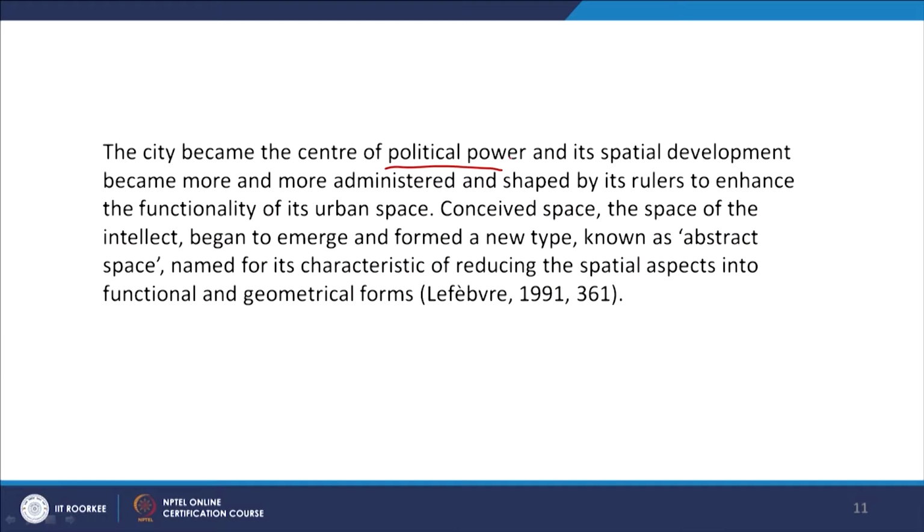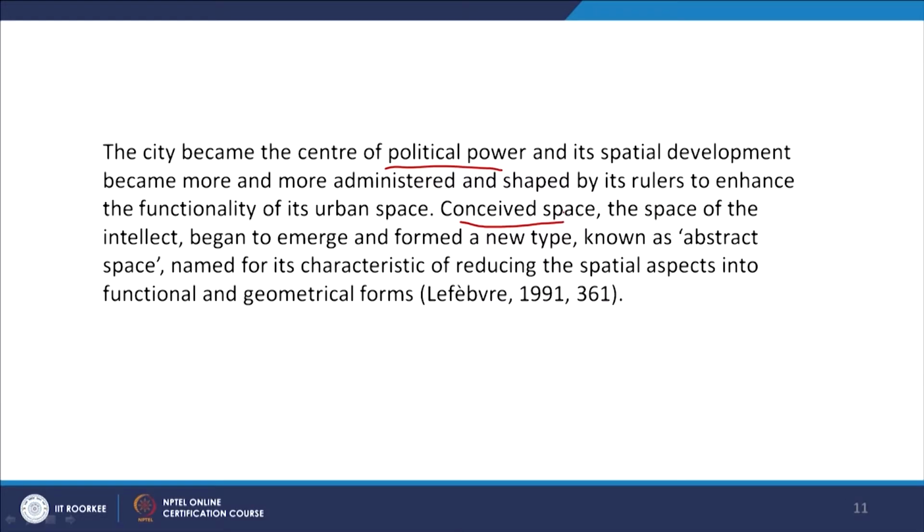This is where, with the interaction of these top-down and formal processes of capitalist societies, the city became the center of political power, and spatial development became more and more administered and shaped by the rulers to enhance the functionality of its urban space.